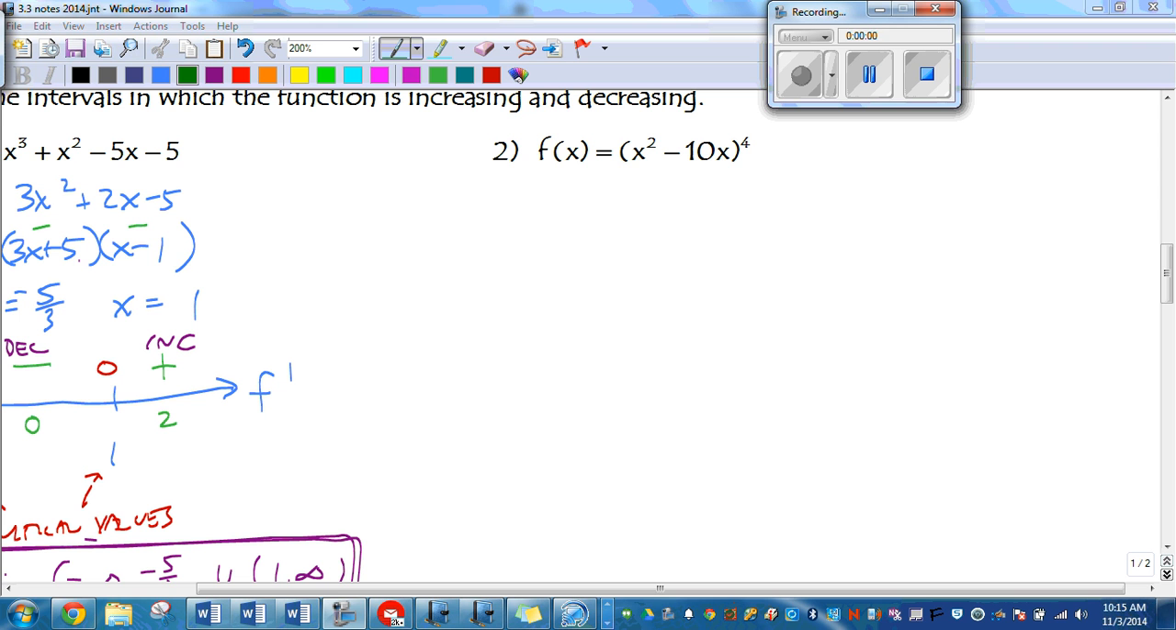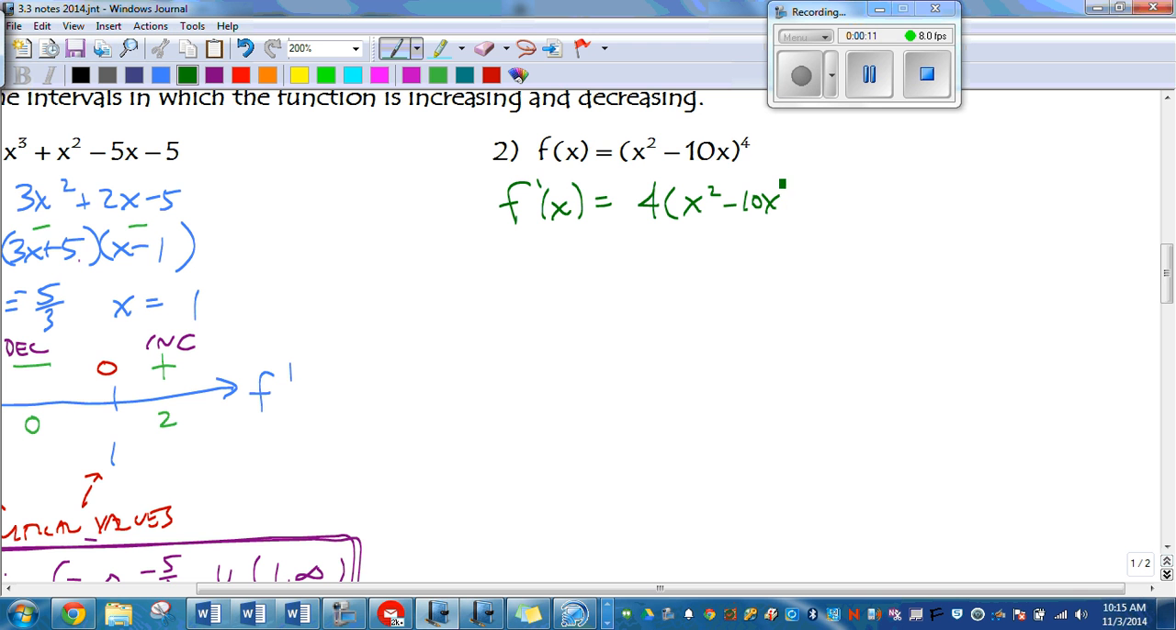Number 2, we're trying to figure out the derivative first to find our critical values. So we have to use chain rule here. We're going to do the derivative of the exponent part first, so 4 times (x squared minus 10x) cubed, and then times the derivative of the inside, which is 2x minus 10.